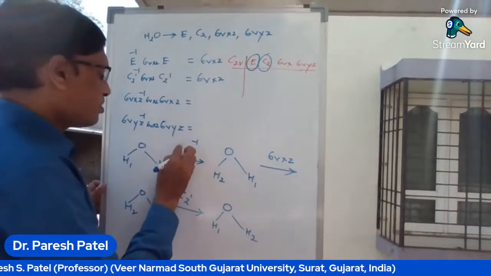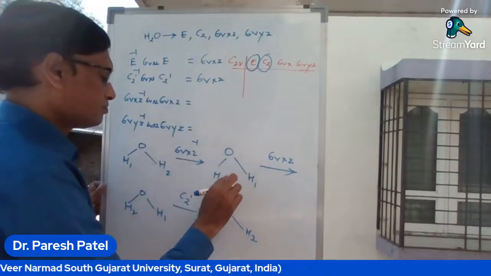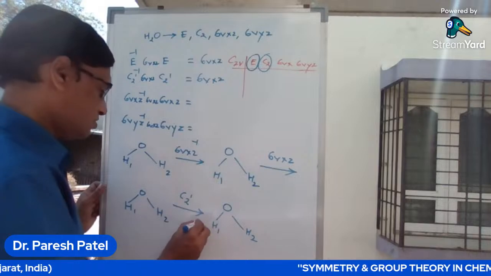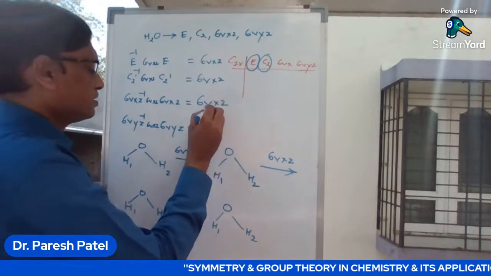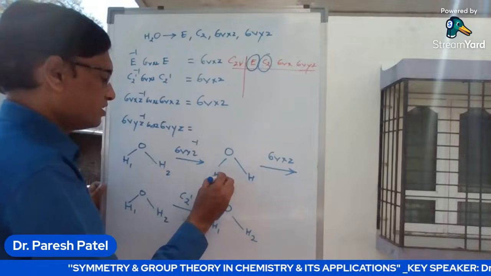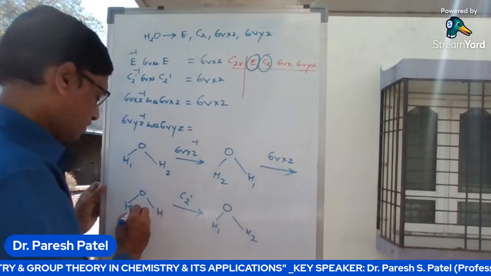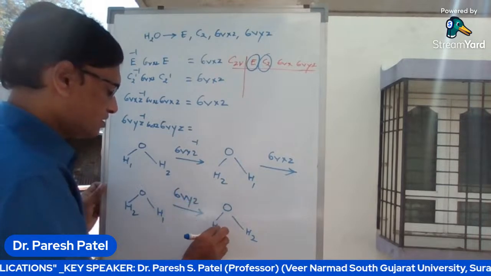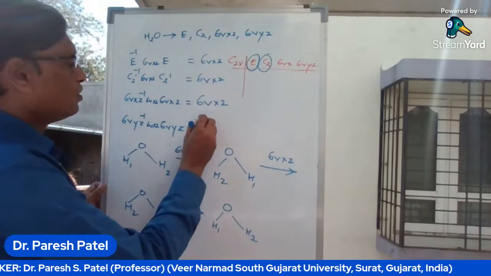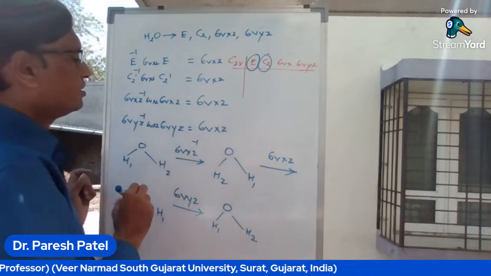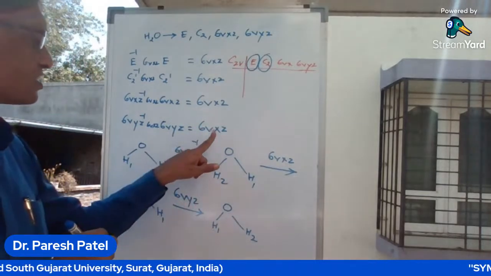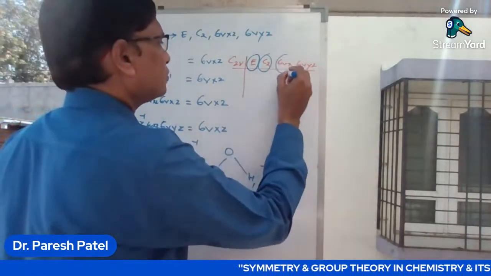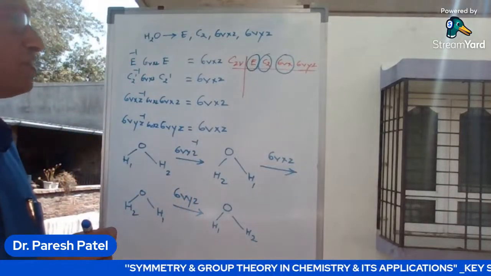Next, sigma v xz inverse. So there is no change. So the overall result is sigma v xz. If you operate sigma yz, then 2 and 1, 2 and 1, sigma v yz, 1 and 2. So the overall result is sigma v xz. It means sigma v xz is conjugate to sigma v xz to form an individual class. So the third class for the water molecule is equal to sigma v xz.